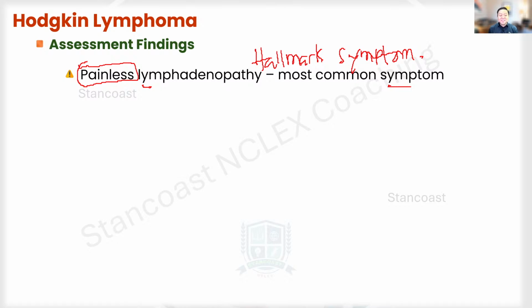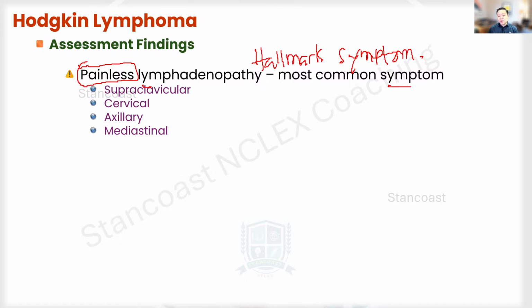And this can be specifically found in the cervical lymph nodes, or let's say the supraclavicular, above the clavicle. In some cases, it can be found in the axillary region, or in the chest cavity, the mediastinal area. So here are the different spots where you can assess those painless but enlarged lymph nodes.